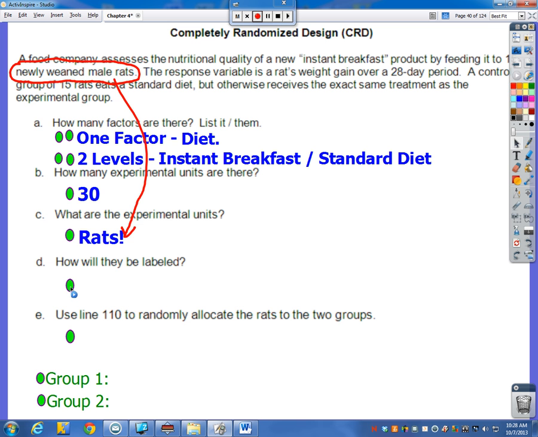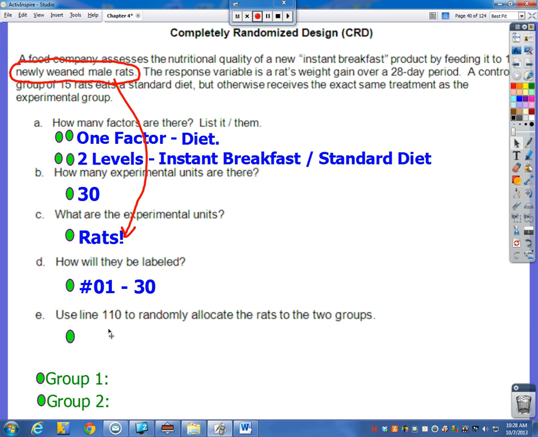How are we going to label them? Well, since we have 30, we could say 01 to 30. You could say 00 to 29. I mean, you could even go on the other end of the spectrum here and say 70 through 99. That would be 30 numbers. So it really doesn't matter which 30 numbers you pick. Typically, you start from the very beginning.